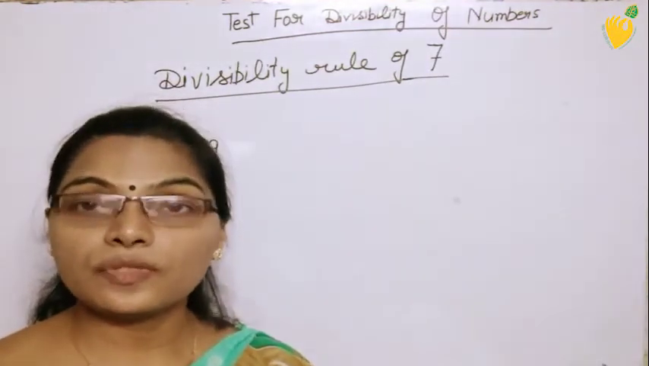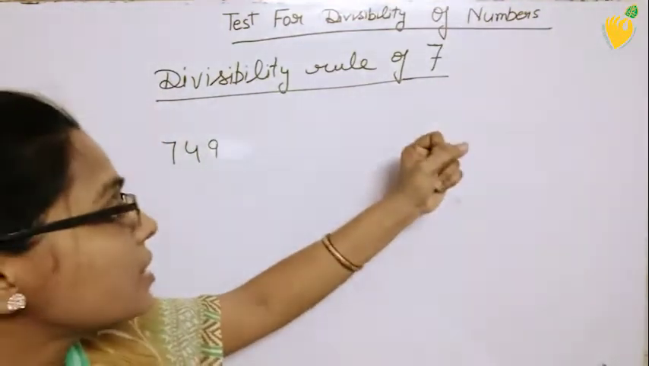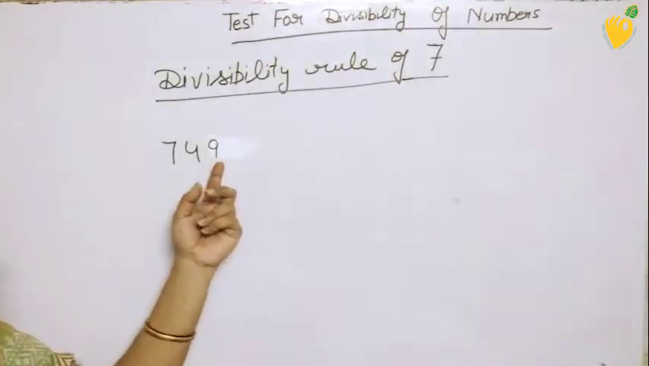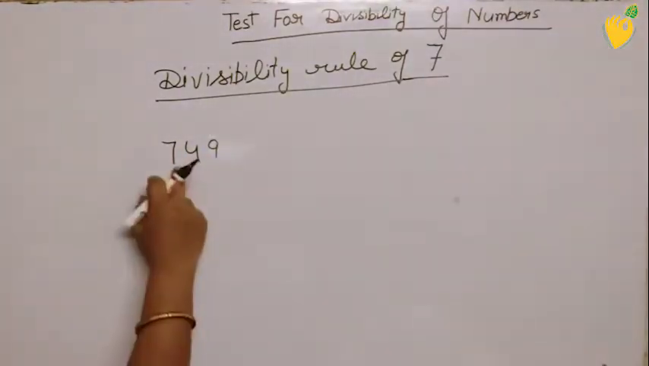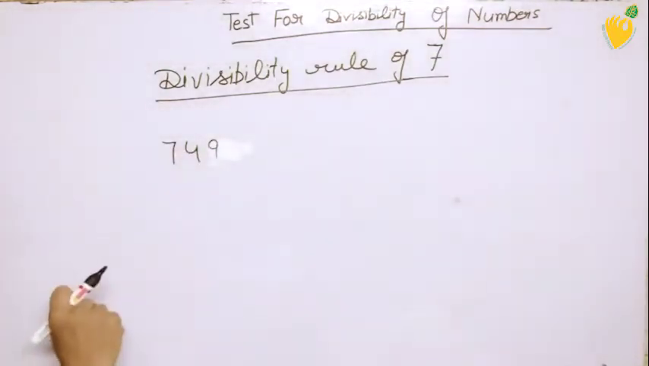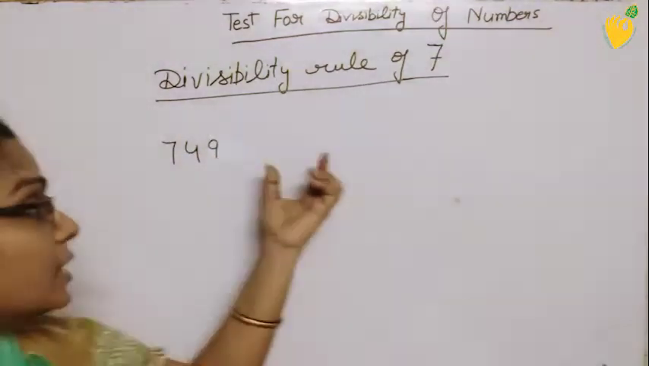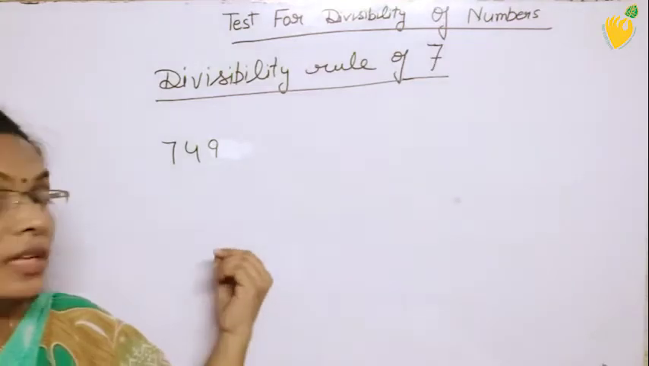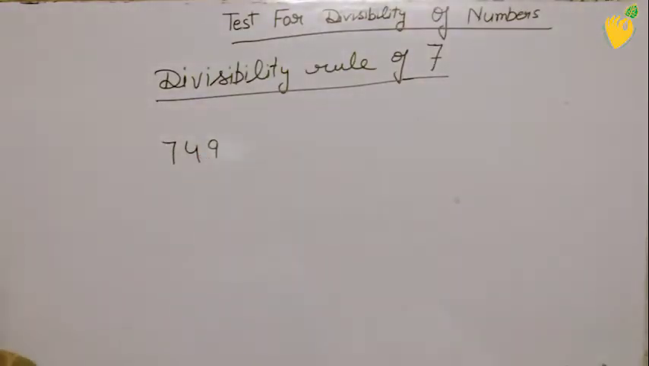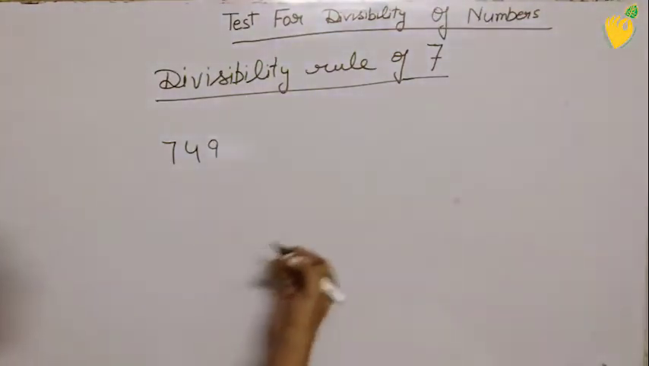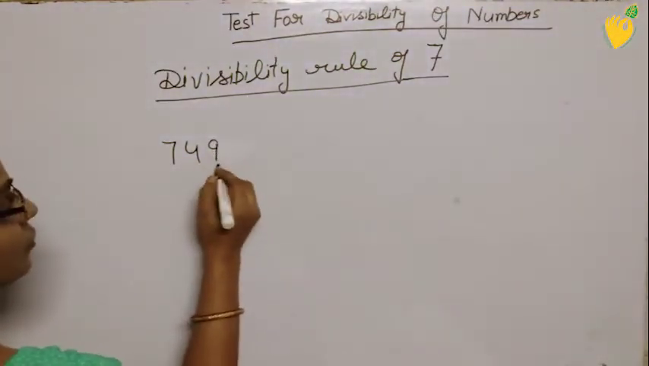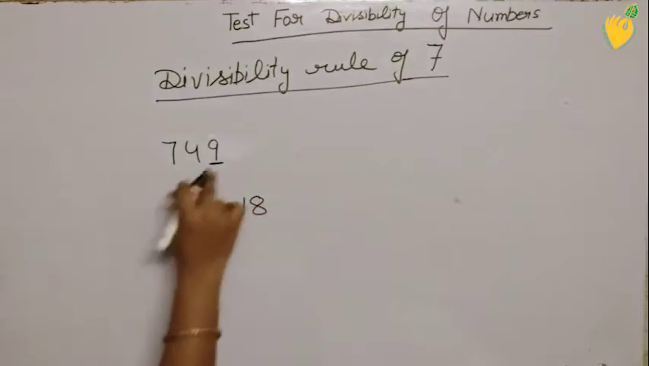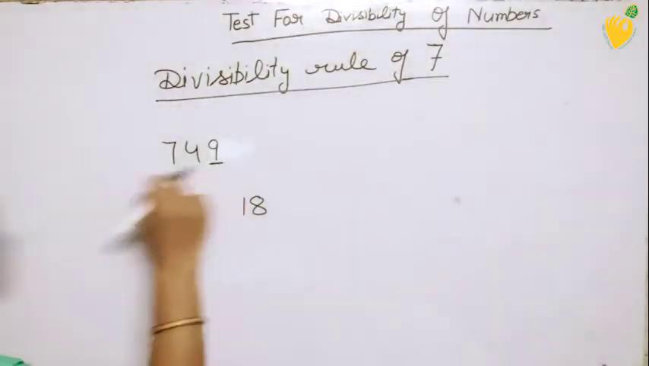Now students, divisibility rule of 7. The divisibility rule of 7 says that double the last digit, that is the unit digit, and subtract it from the rest of the number, and then find whether the difference is divisible by 7 or not. If the difference, or the resulting number, is divisible by 7, then the original number will be divisible by 7. See, what you have to do, students? You have to double the unit digit, and the double of 9 is 18. That means you have to multiply the unit digit by 2.